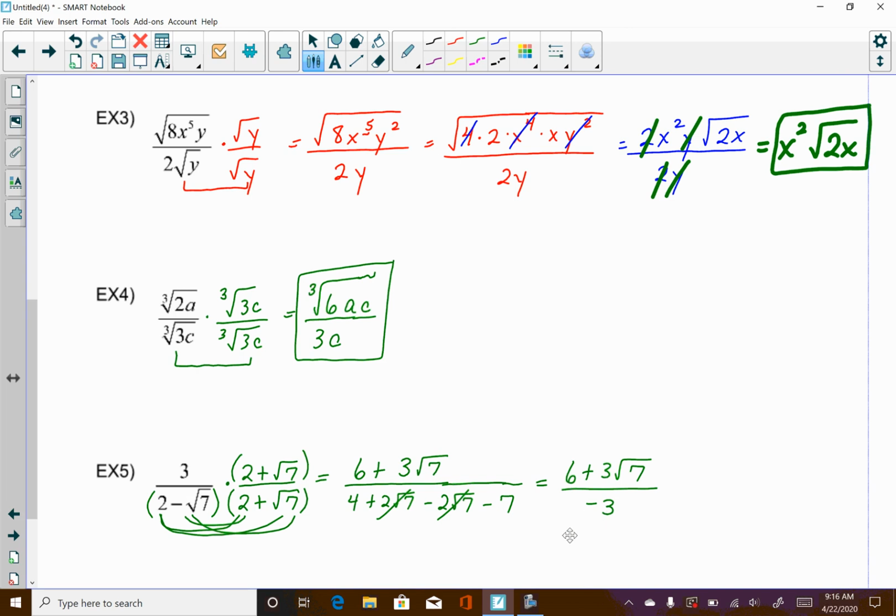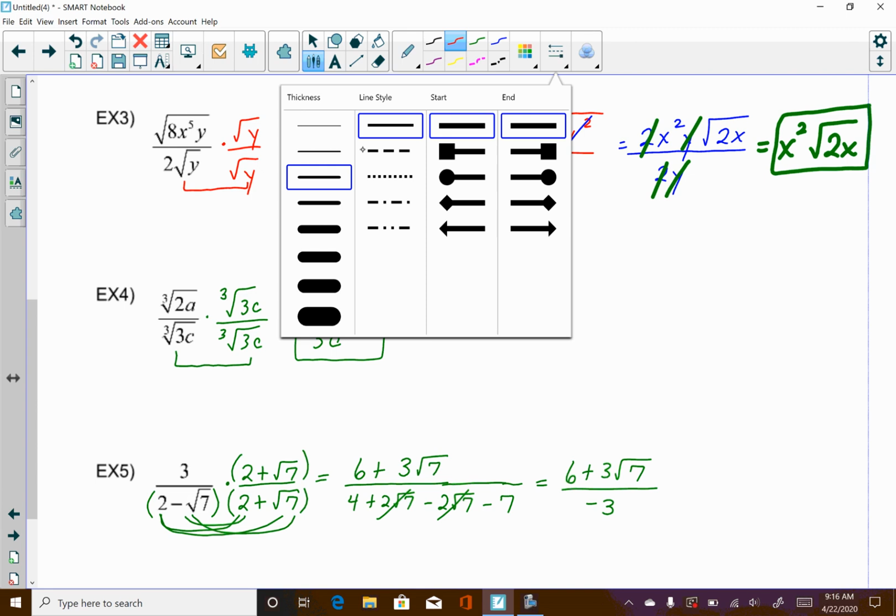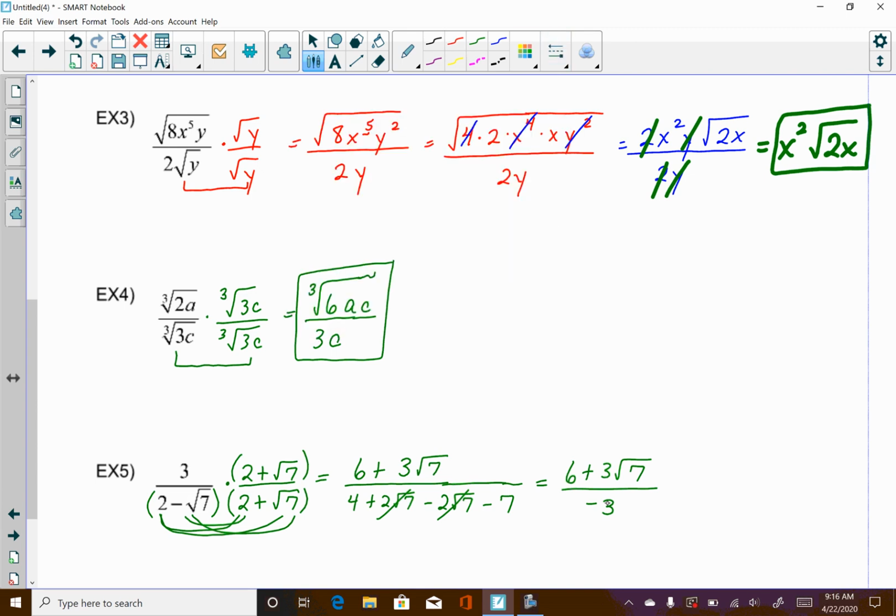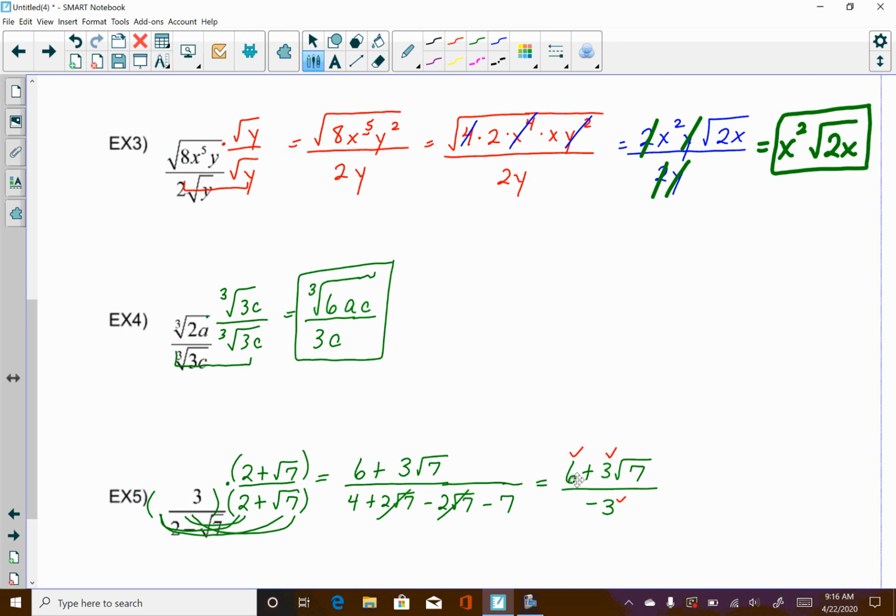And then also, let me use a different color here, all of these numbers outside the house have something in common: 3, 6, and 3. Since they all have something in common, I can go through and divide everything by 3. And what I would do in this particular case is I'd go through and divide everything by -3.